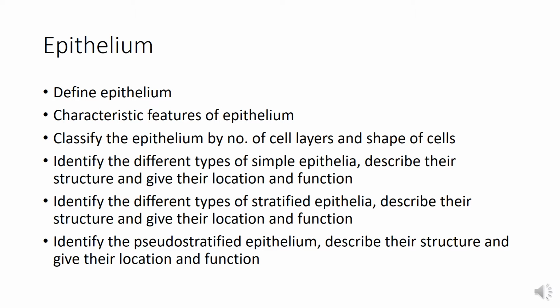Number 3 is the classification of epithelium, and we classify the epithelium by number of cell layers and shape of cells. Then how do you identify the different types of simple epithelia? Describe their structure and give their location and function. How do you identify the different types of stratified epithelia? Describe their structure and give their location and function. And in the last, how do you identify the pseudostratified epithelium and describe their structure, location and function.